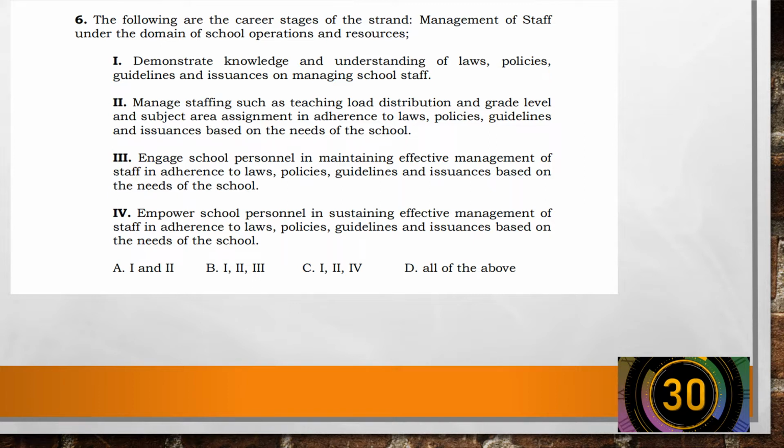Third, engage school personnel in maintaining effective management of staff in adherence to laws, policies, guidelines, and issuances based on the needs of the school. Fourth, empower school personnel in sustaining effective management of staff in adherence to laws, policies, guidelines, and issuances based on the needs of the school. Letter A, 1 and 2, B, 1, 2, and 3, letter C, 1, 2, and 4, and D, all of the above. Your time starts now.